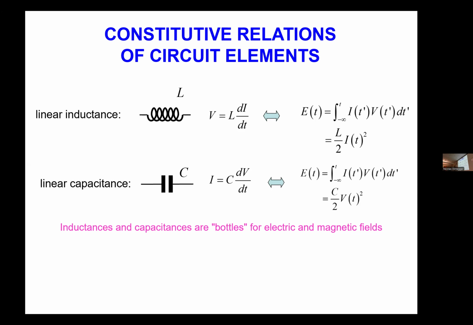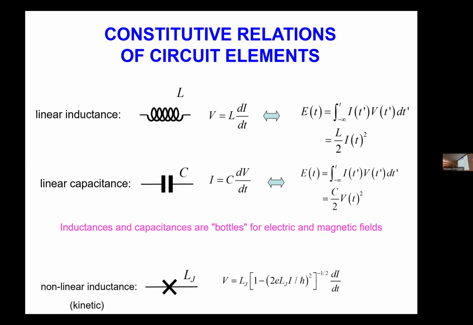The energy stored in the element depends only on the voltage. If you want, inductances and capacitances are bottles for electric and magnetic fields. So circuit theory applies to the situation where electric and magnetic fields do not coexist in space. They are in separate bottles, if you want, and then each bottle can be represented as an element.